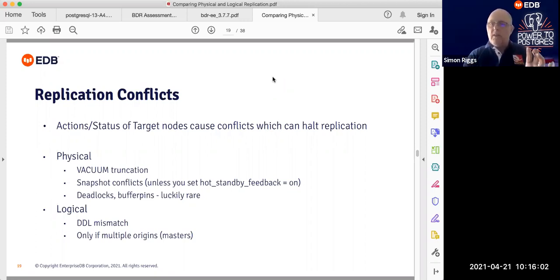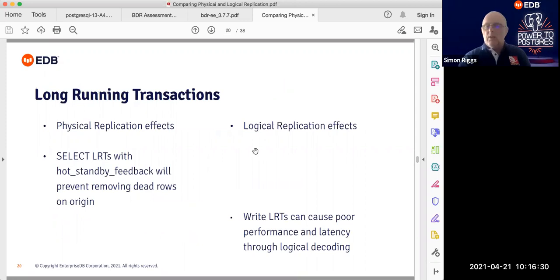But my point here is that no matter what type of replication you choose, there are behaviors that you need to take into account when you're running the database. It's not simply possible to just say conflicts only occur with logical or conflicts only occur with physical. That's not true. So long-running transactions give problems for both physical and logical.